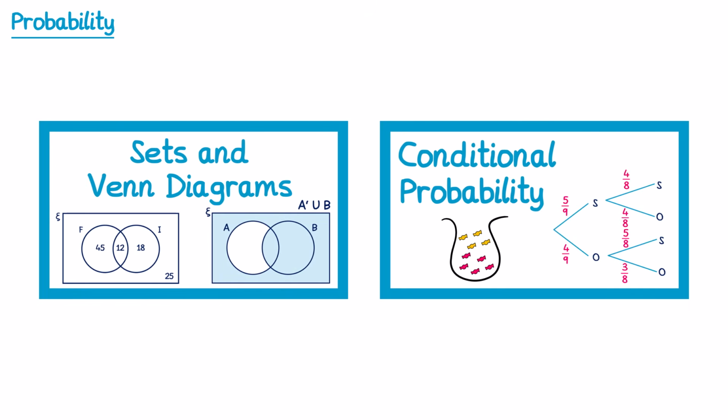In this video, we're going to learn about probability. This will build on your knowledge at GCSE, specifically on sets and Venn diagrams and conditional probability. If you want to refresh yourself on these two topics, I'll put links to my videos on them in this video's description, but I am going to assume you know the knowledge from each of these videos.